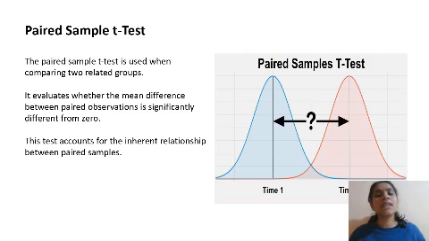Paired sample t-test. The paired sample t-test is used when comparing two related groups. It evaluates whether the mean difference between paired observations is significantly different from zero. This test accounts for the inherent relationship between paired samples.